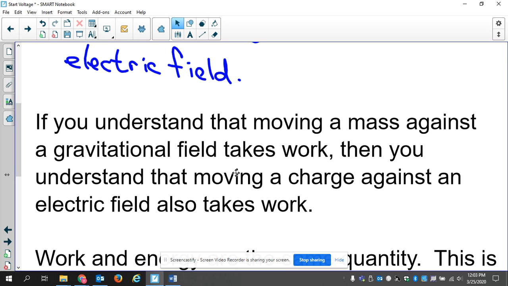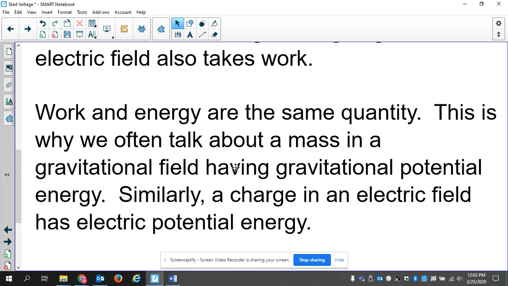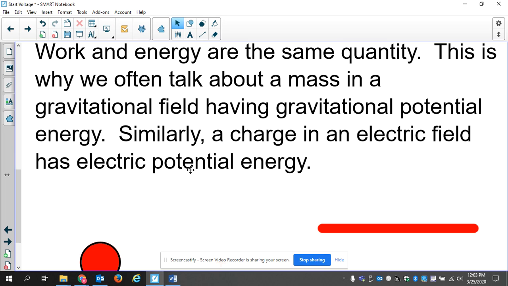It's the exact same concept, depending on whether you're moving a mass through a gravitational field or a charge through an electric field. And work and energy are the exact same quantity. This is why we often talk about a mass in a gravitational field having gravitational potential energy. Similarly, we can talk about a charge in an electric field having electric potential energy, which is what we're about to do.